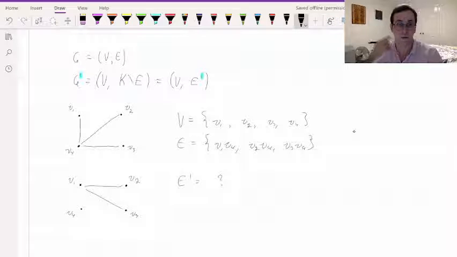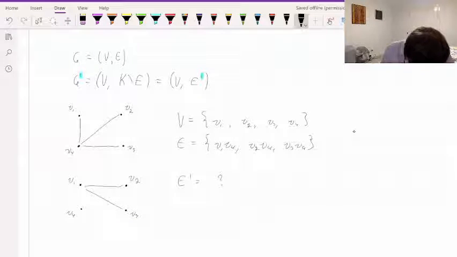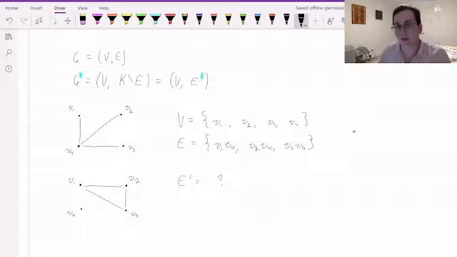V2 is once again only connected to V4. So in our complement graph, V2 is connected to V1 and V3. Note that it was already connected to V1. Now, for V3, it was previously connected to V4, so now it's connected to V1 and V2, already done. V4 was connected to all 3 vertices, so in the complement, it is isolated.